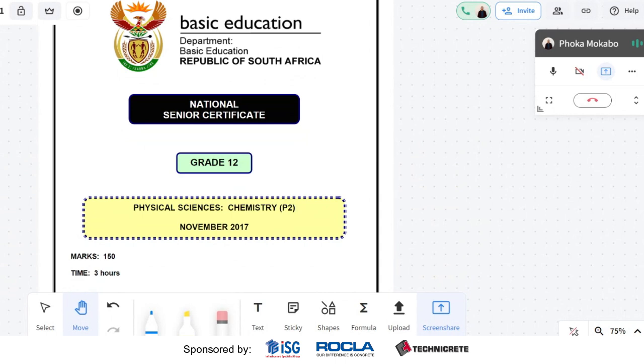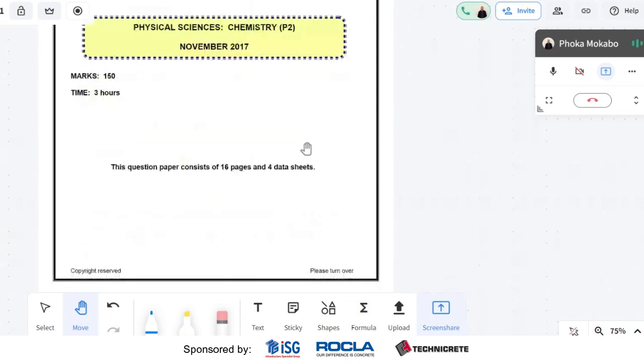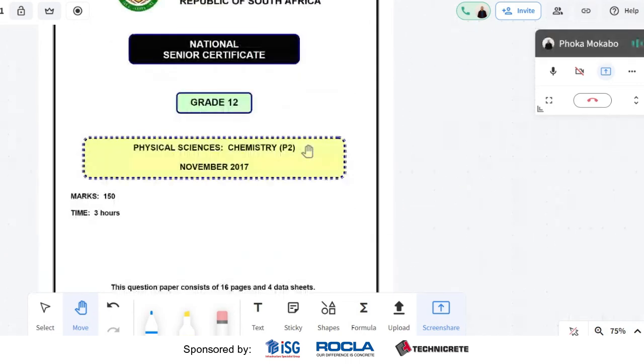We will do question two, which is the general organic chemistry section. Question three, which incorporates chemical bonding, and question four, if we have time, which is the organic reactions section. So, without wasting too much time, let's get straight into it. And like I said, this is going to be on November 2017, chemistry paper 2.